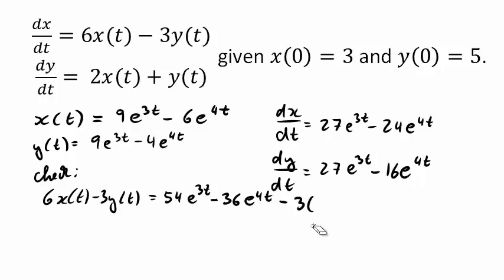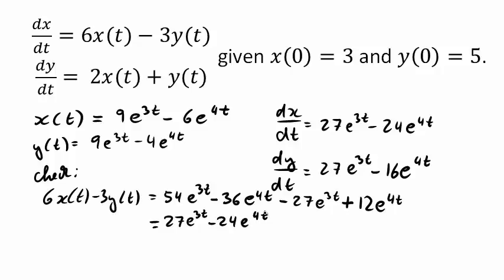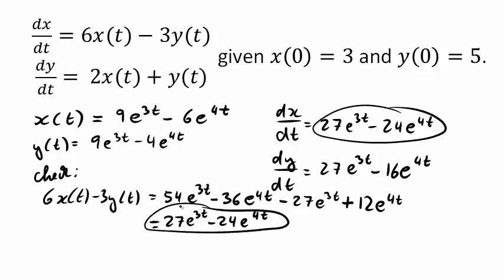I might actually multiply this out while I'm going rather than write down everything step by step. So I have minus 3 times 9 is minus 27 e to the 3t. There's a minus and a minus, so this becomes a plus. 3 times 4 is 12 e to the 4t. So this now simplifies to 54 e to the 3t minus 27 e to the 3t, so that's 27 e to the 3t. And minus 36 plus 12 e to the 4t is minus 24 e to the 4t. Now let's check. This is the right-hand side of our equation up there. And the left-hand side was here. So this is indeed equal to that.